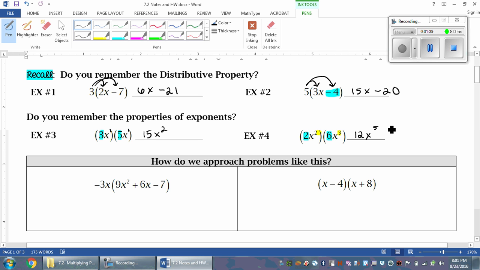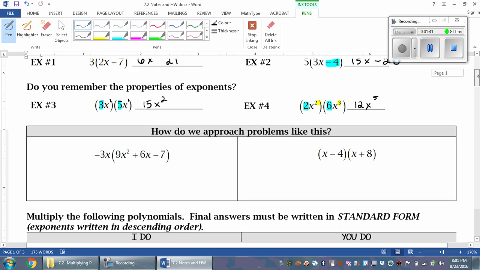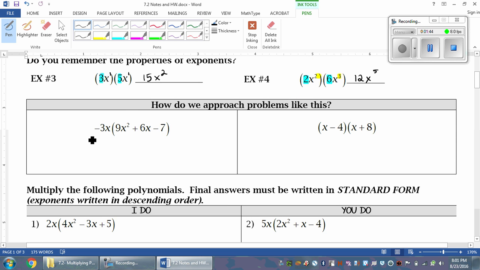What we're going to do now is combine the distributive property and our properties of our exponents. For example, in this left box, I'll be distributing the negative 3x to all three terms in the parentheses. First, it's negative 3x times 9x squared. We multiply the numbers, so negative 3 times 9 is negative 27. We keep the base the same, which is x, and add the exponents. Don't forget, this is x to the first. 1 plus 2 is 3. So negative 3x times 9x squared is negative 27x cubed.